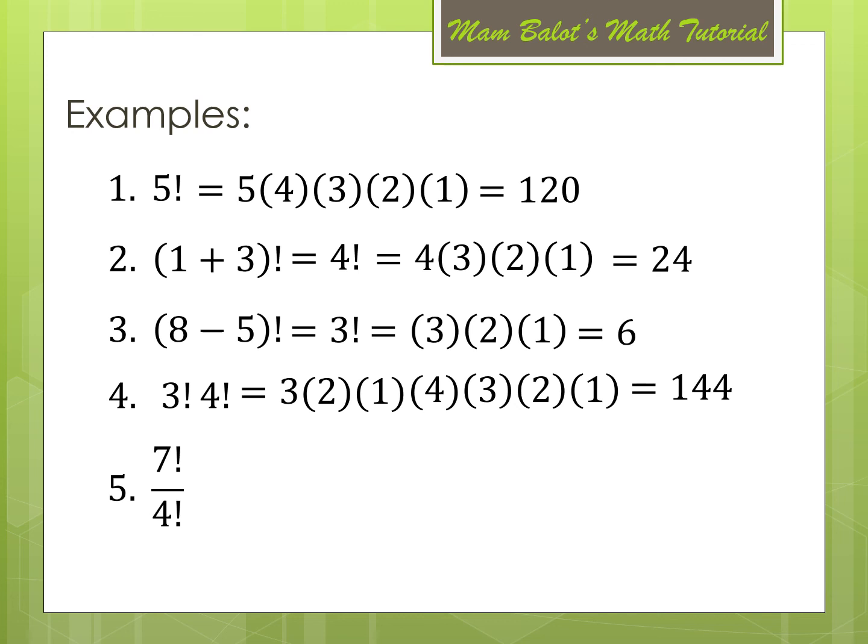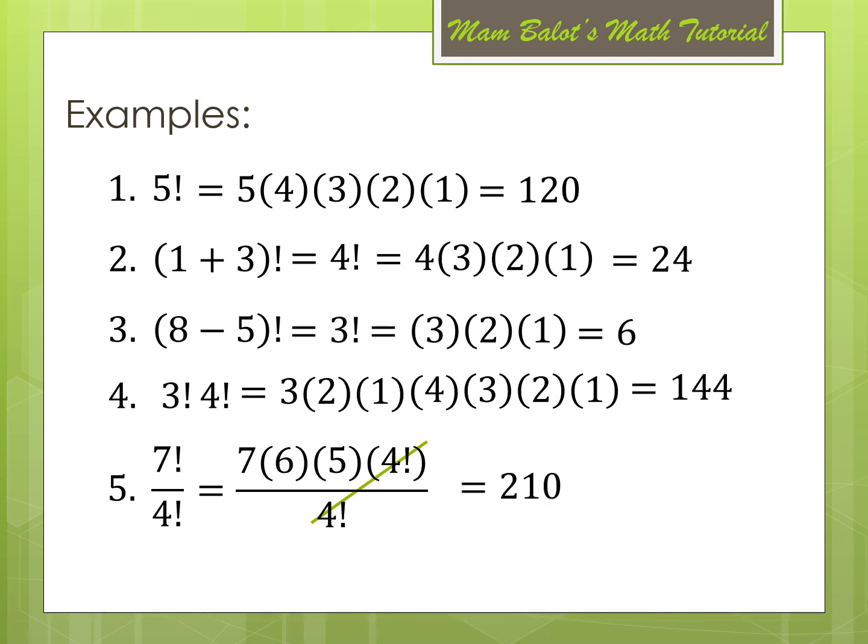Example 5. We have 7 factorial divided by 4 factorial. In this case, we expand the numerator just until the factorial of the denominator. So that becomes 7 times 6 times 5 times 4 factorial, divided by 4 factorial. The numerator goes only until 4 factorial so that we can cancel out the denominator. What's left now is 7 times 6 times 5, which is equal to 210.